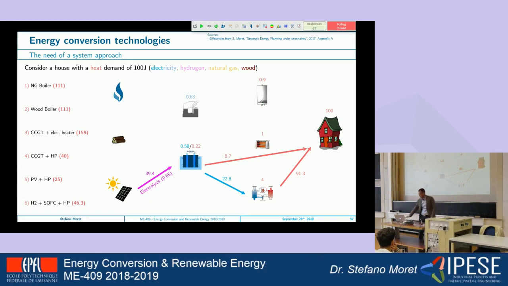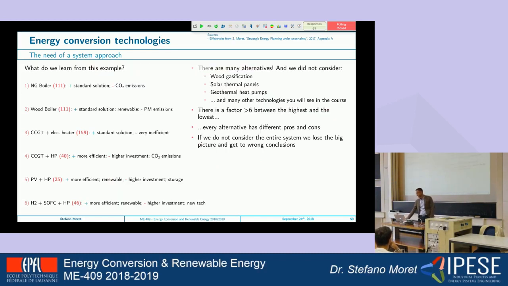So the main message here is that for one simple thing, such as heating a house, you have various options. These options are very different from one another. They have pros and cons, and there is a factor of more than 6 between the most efficient and the least efficient. So the system design, which is the focus of the course, can have a huge impact on the final consumption. Here I actually considered only a part of the options.